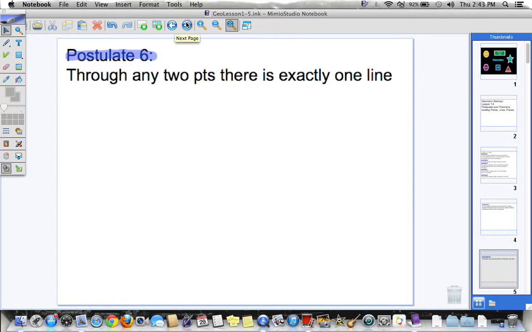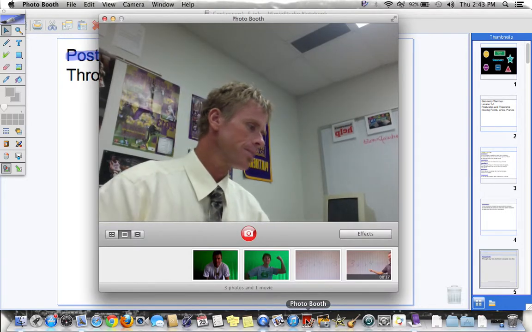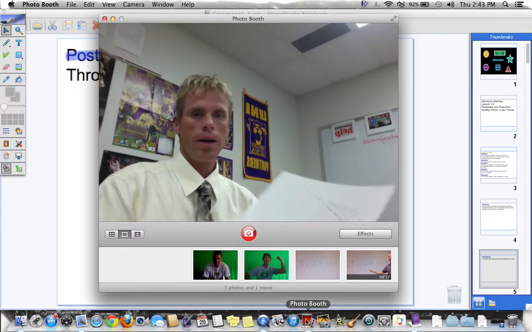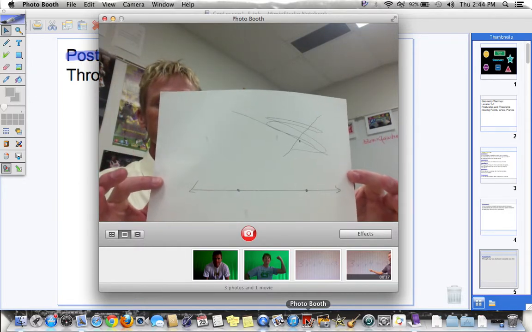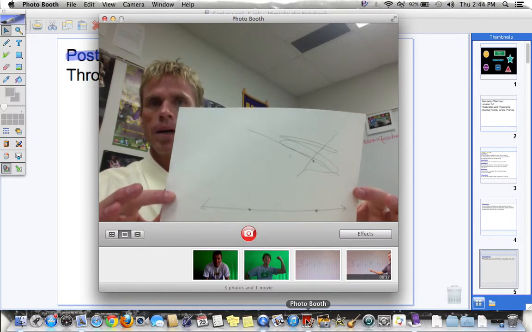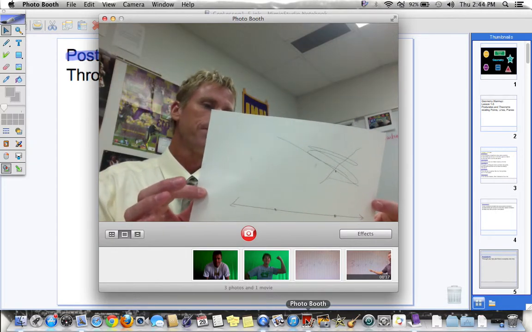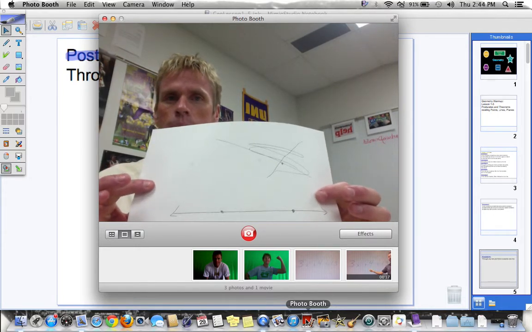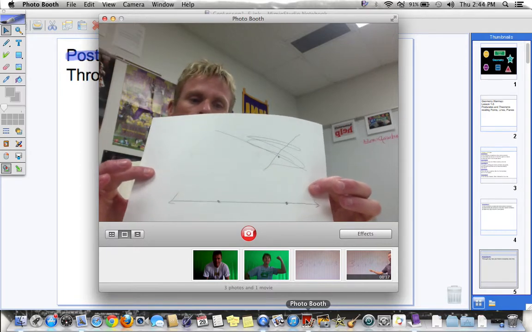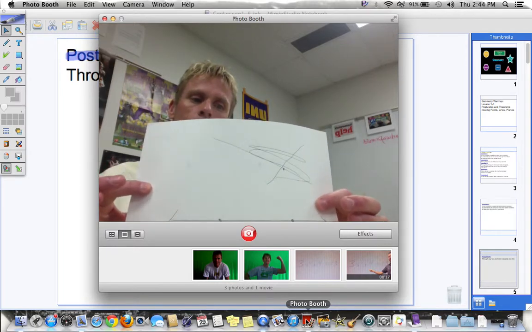All right, let's move on to the next postulate. Postulate 6 says through any 2 points, there's exactly one line. So if I have 2 points, there's exactly one line. What does this mean? Well, let's go back to my line that I drew down below. I have 2 points, and 2 points we know make a line. Can I have more than one line through those same 2 points? That's the question I'm asking.